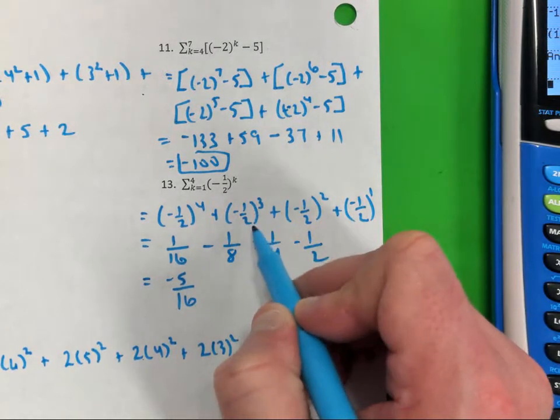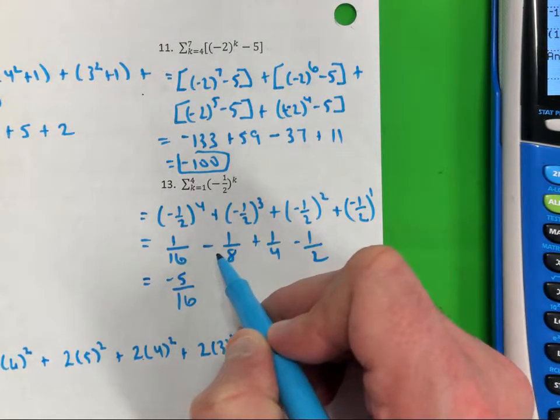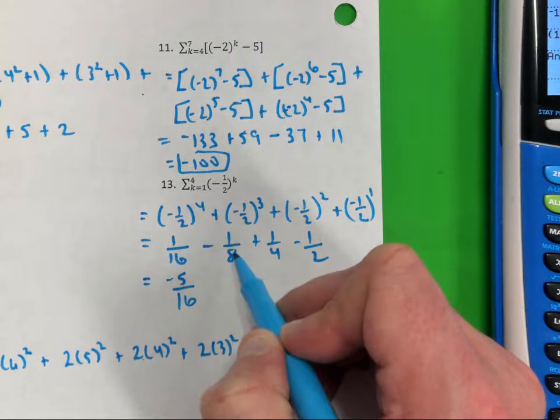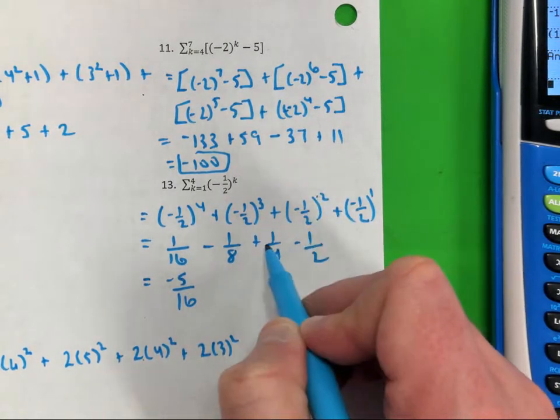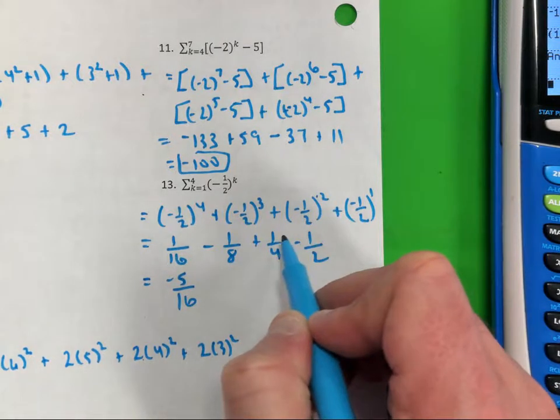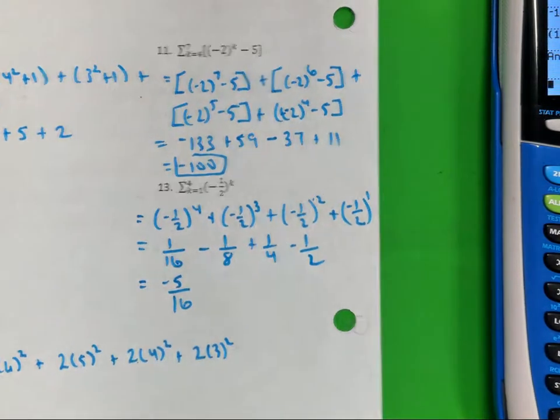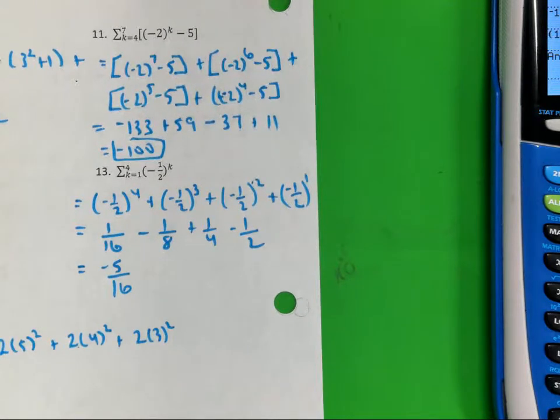When you raise a negative to a third power, that would be negative. That would be 1 cubed is 1, 2 cubed is 8. When you raise negative 1/2 squared, that's going to be a positive. 1 squared is 1, 2 squared is 4. And the negative 1/2 to the first would be negative 1/2.